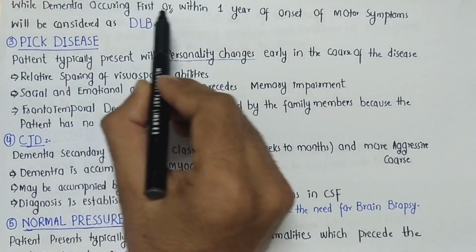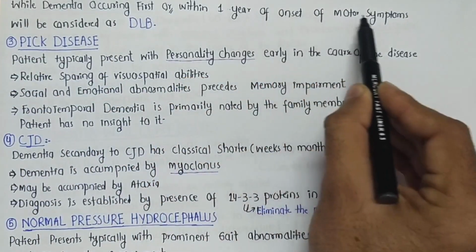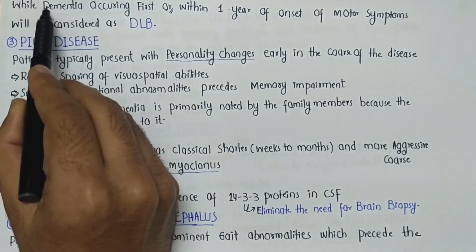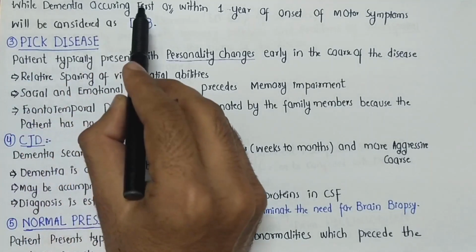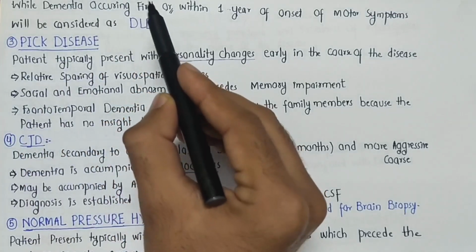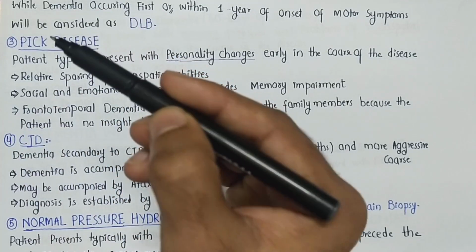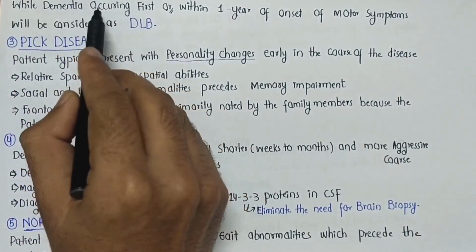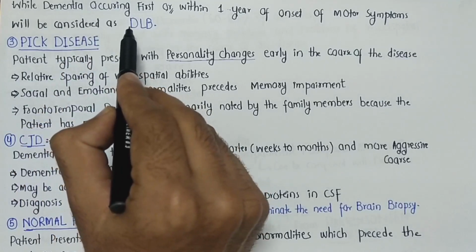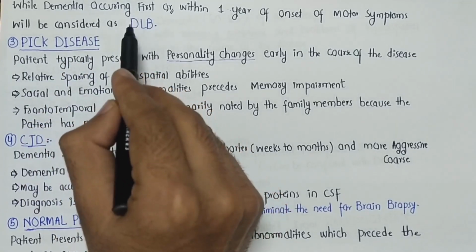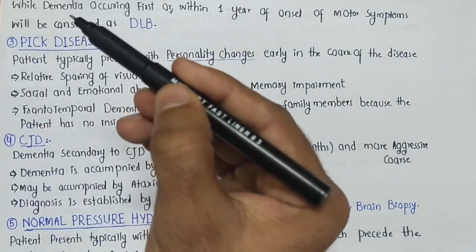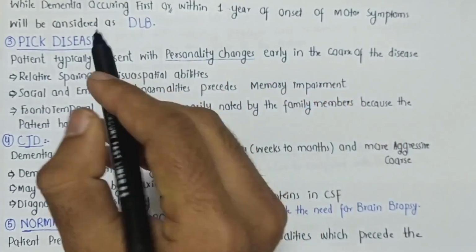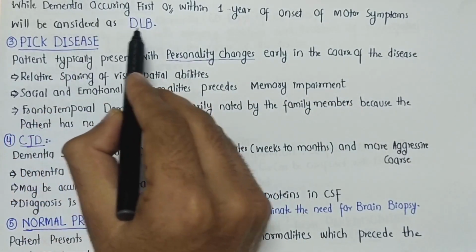Dementia occurring first, or within one year of onset of motor symptoms, will be considered dementia with Lewy bodies. Like if a patient develops dementia and after some time develops motor symptoms similar to those of Parkinson disease, or if a patient develops Parkinson disease-like symptoms and within 1 year of onset the patient develops dementia, this dementia will be considered dementia with Lewy bodies. So there should be at least 1 year difference between the onset of motor symptoms and the onset of dementia, then the dementia will be considered Parkinsonian dementia. Otherwise the dementia will be considered dementia with Lewy bodies.